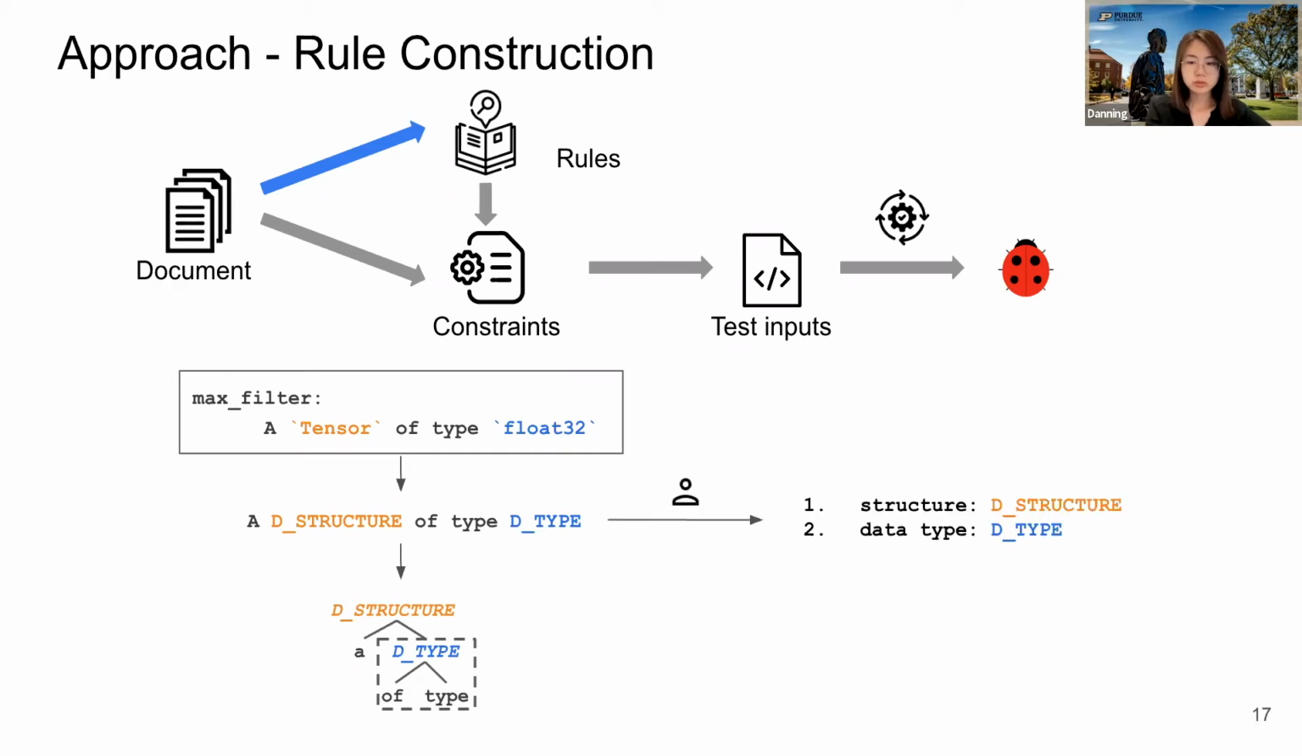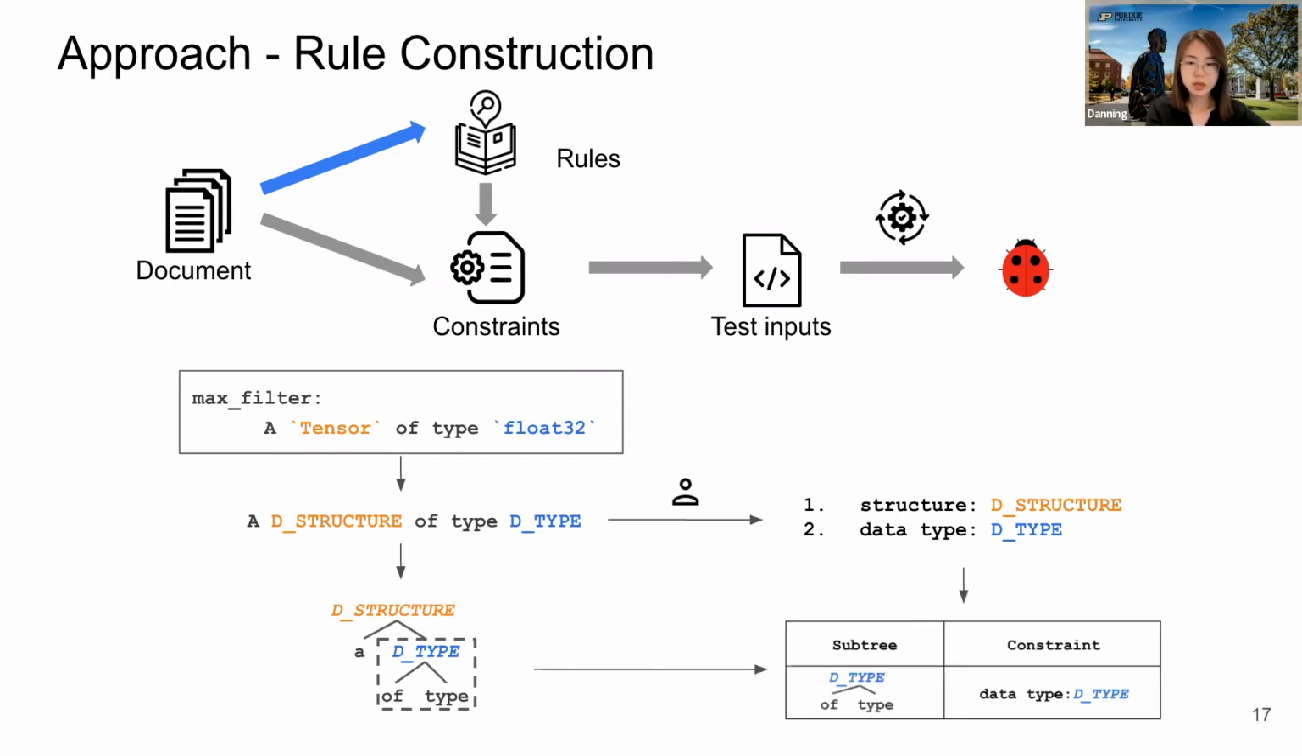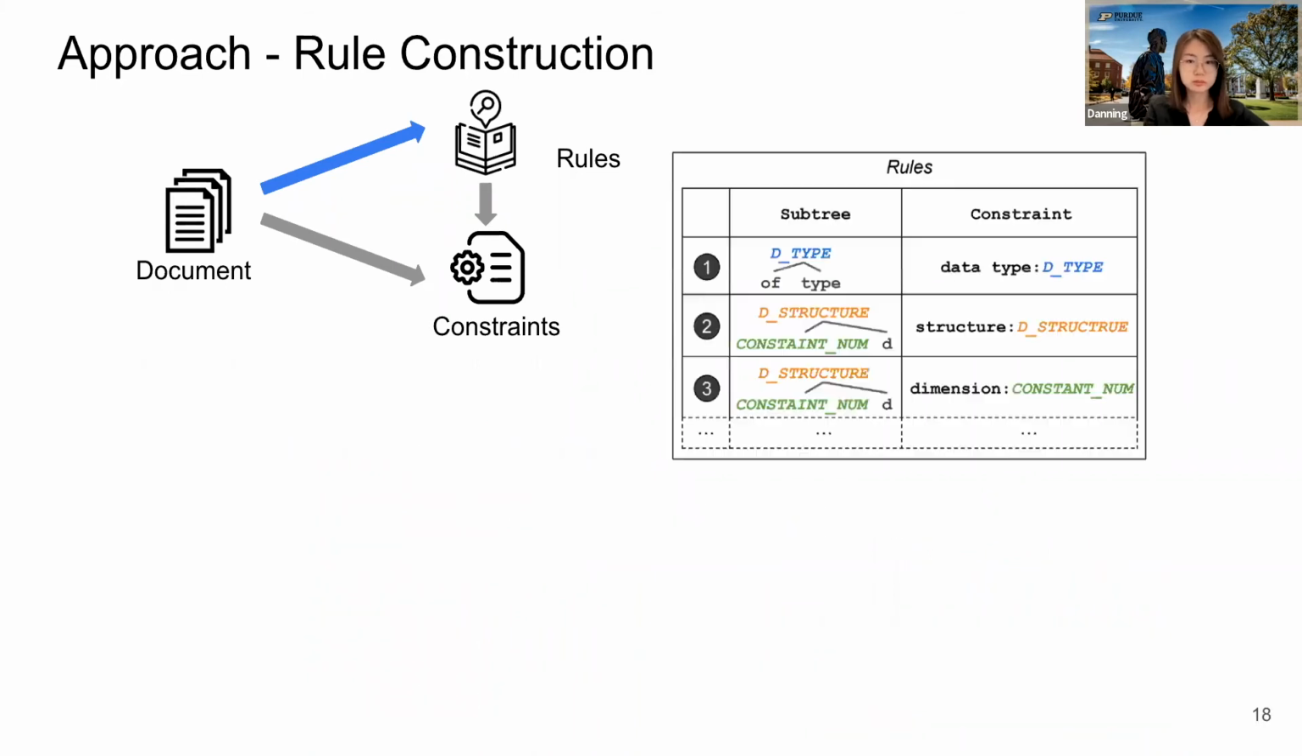To construct the rules, we manually annotate a small portion of the document with the ground truth constraints. Then, our rule construction component identifies a rule that maps the frequently occurring subtree pattern of type D type with the data type D type. We then construct a rule that maps the subtree to the constraint. From this step, DocTer is also able to construct these 2 rules as well. Due to the time limit, I won't go into the detail.